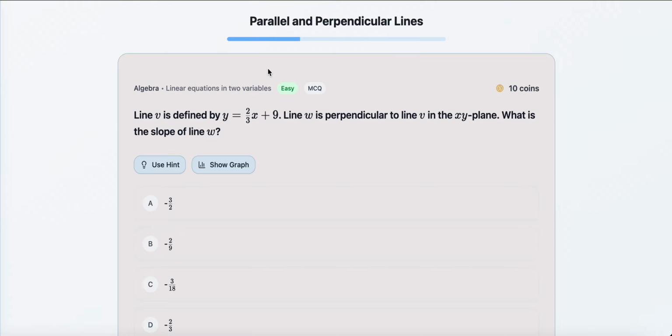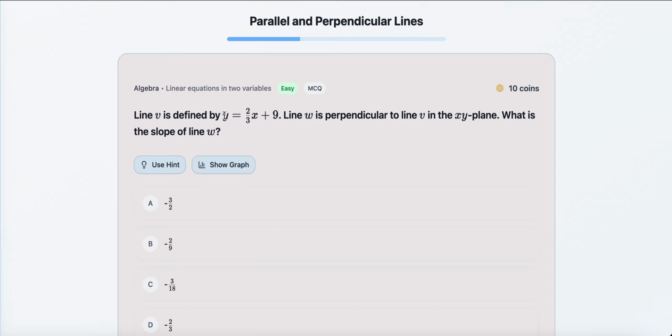Let's look at some practice problems for parallel and perpendicular lines now. This question says line V is defined by y equals 2/3 x plus 9. Line W is perpendicular to line V in the xy plane. What is the slope of line W?